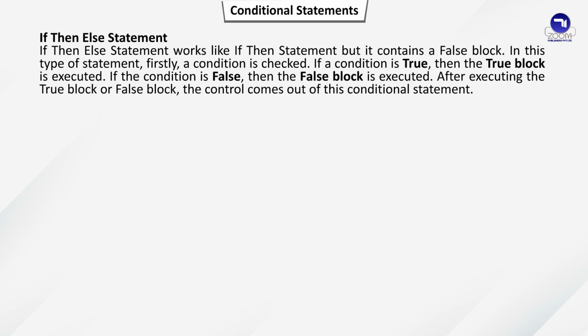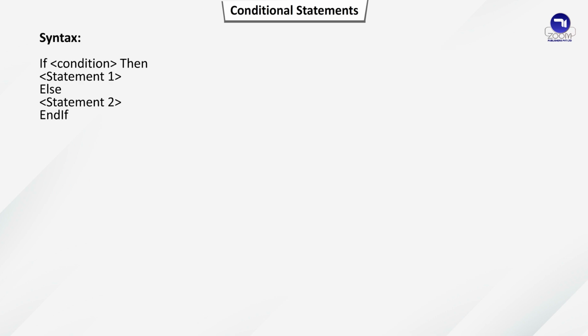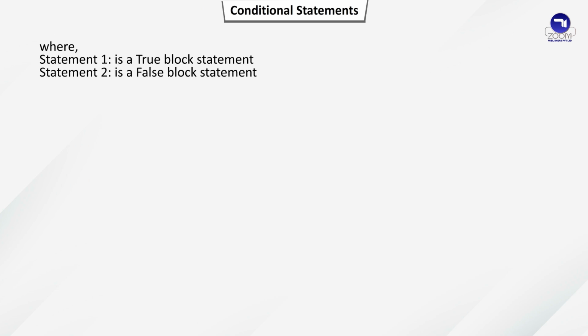If-then-else statement. If-then-else statement works like if-then statement, but it contains a false block. In this type of statement, firstly, a condition is checked. If a condition is true, then the true block is executed. If the condition is false, then the false block is executed. After executing the true block or false block, the control comes out of this conditional statement. Syntax: If condition, then statement 1, else statement 2, and if, where statement 1 is a true block statement, statement 2 is a false block statement.